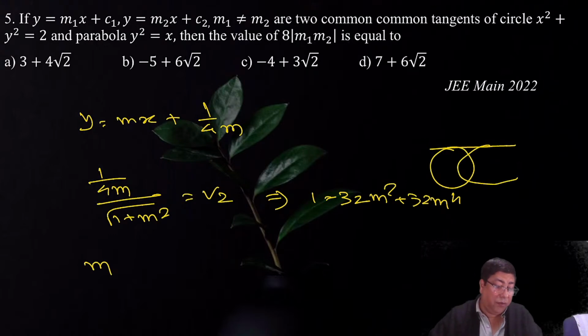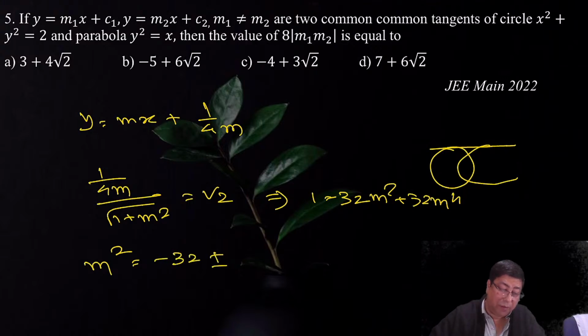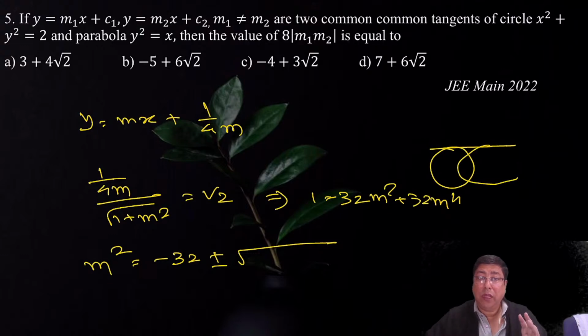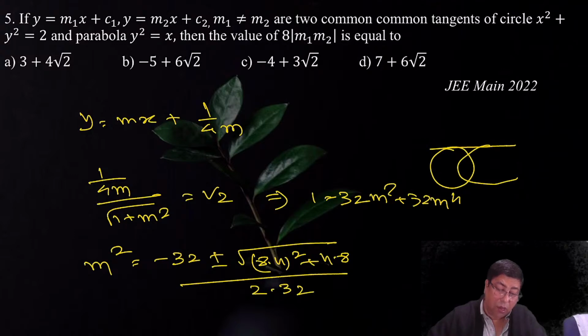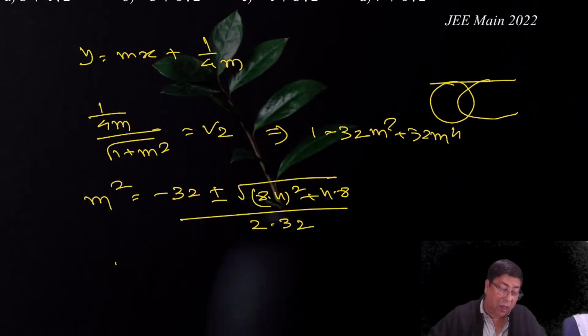So let us solve. m square equals minus b plus minus root over b square minus 4ac, by 2a. And you just see one thing, that we have to do the calculation very fast. Calculation should be very fast. So let us apply 8 into 4 whole square plus 4 into 8, total divided by 2 into 32. So under this calculation, m square equals what?